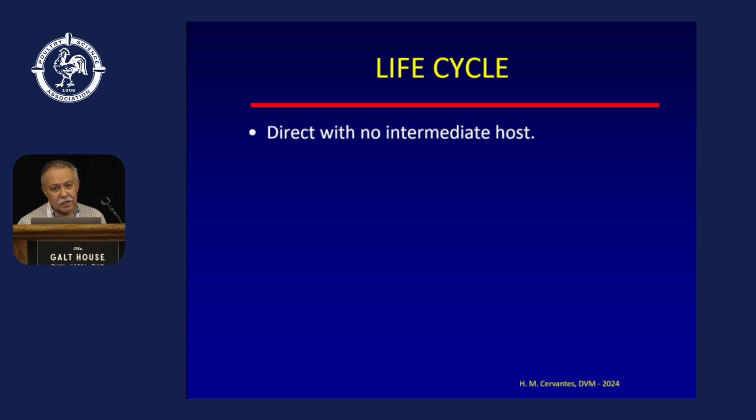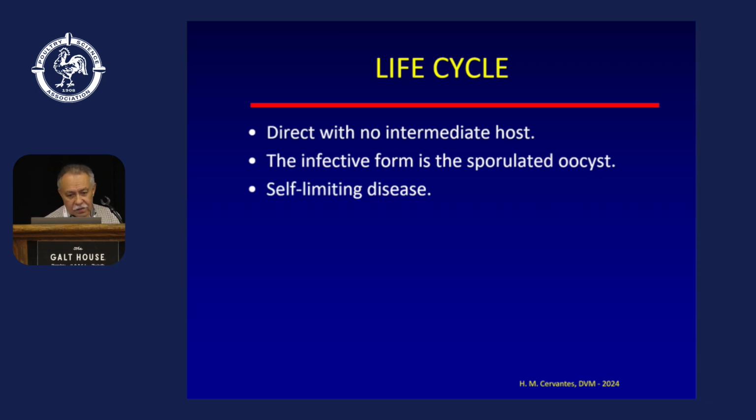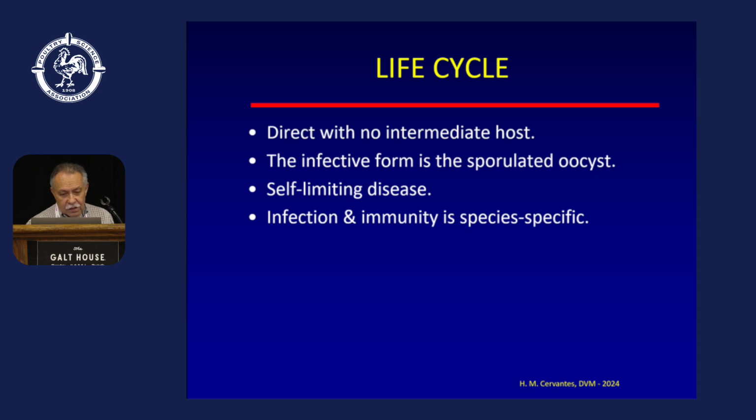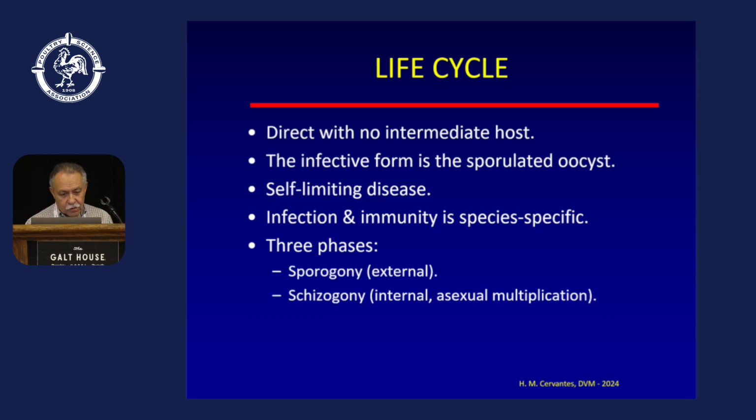We're talking about a parasite, so life cycle is extremely important. These Eimeria or Coccidia have a direct life cycle, no intermediate host. The infective form is the sporulated oocyst. It's a self-limiting disease. Infection and immunity is species-specific. There are 3 well recognized phases: the sporogony occurring outside the chicken or turkey; the schizogony occurring internally, the first asexual round of multiplication; and the final one, gametogony, or the internal sexual multiplication phase.